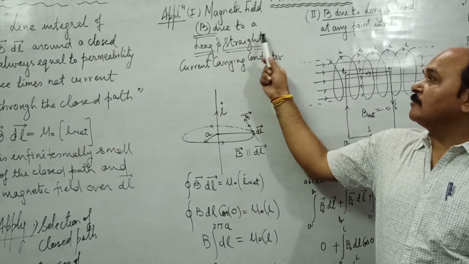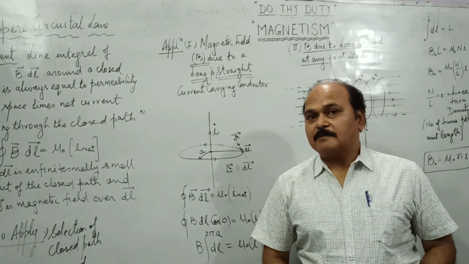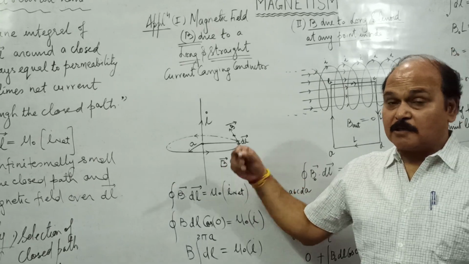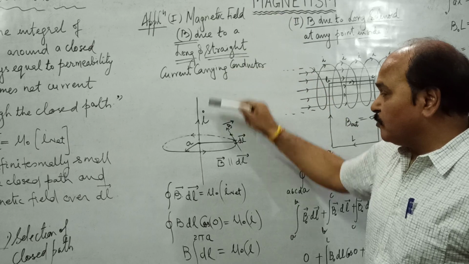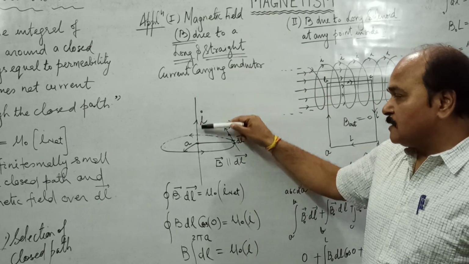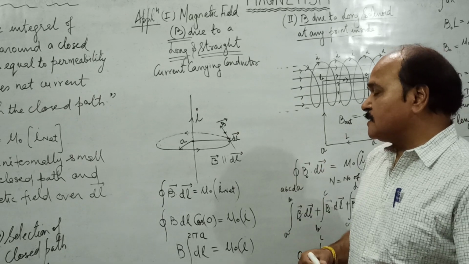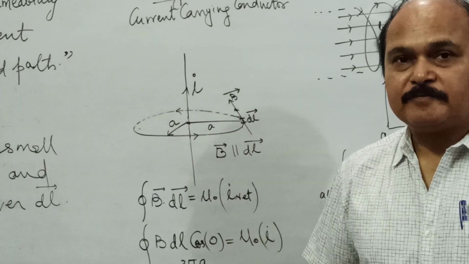So, let us straightaway apply this law in the situation of a long straight current carrying conductor. Magnetic field due to a long straight current carrying conductor is application number 1. This is a long straight current carrying conductor, which you know is a straight current carrying conductor extending up to infinity on both sides. It carries current I, and at a distance a from it, we want to find out the magnetic field intensity.